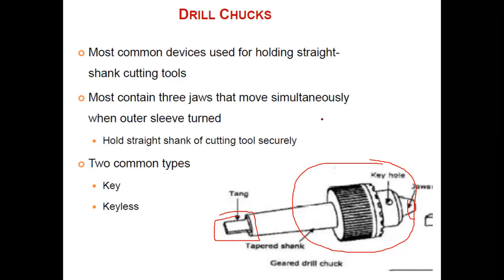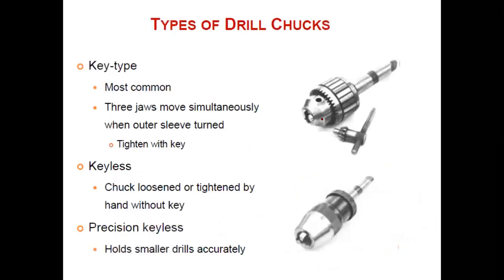Normally these chucks are used to hold straight shanks, or tapered shank cutting tools can also be properly held in them. Straight shanks of the cutting tool are securely held in this. There are two common types of chucks: one is keyed and one is keyless. Keyed means, in this typical three-jaw chuck, we are providing some holes, some kind of provision here.